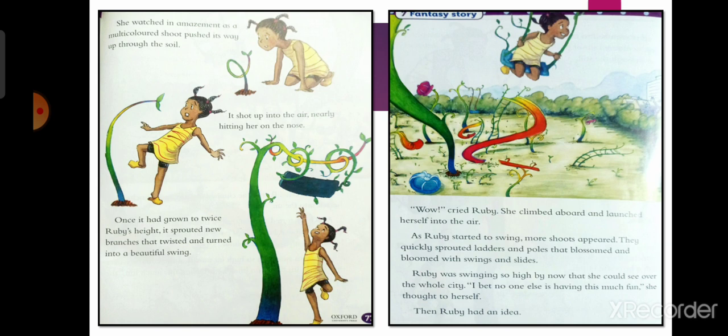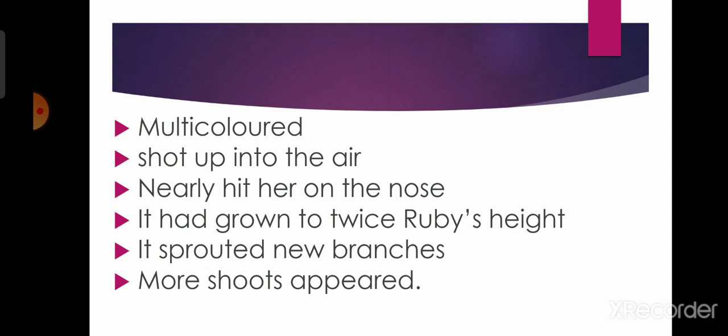Let's find out the phrases about shoots here. Wow, cried Ruby. She climbed aboard and launched herself into the air. As Ruby started to swing, more shoots appeared. More shoots appeared. Underline it. Yes. They quickly sprouted ladders and poles that blossomed and bloomed with swings and slides. Ruby was swinging so high by now that she could see over the whole city. I bet no one else is having this much fun, she thought to herself. Then Ruby had an idea. I think these are the phrases that we have already underlined. You will choose any three to write on the three lines that are on the page.